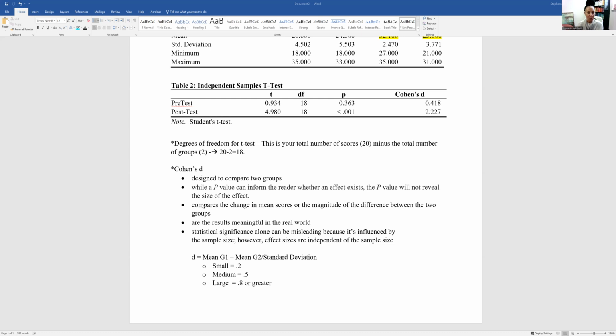So our Cohen's d is calculated by taking the mean of group 1 minus the mean of group 2 and dividing that by an overall standard deviation score. So very simple, very straightforward calculation. And our small effect size runs all the way up to 0.2. Our medium effect size, large effect size, you can see where those numbers lie.